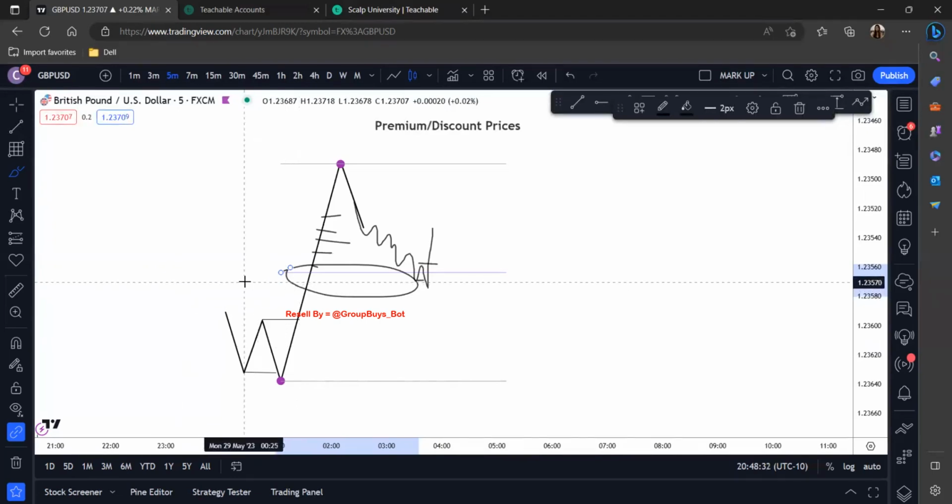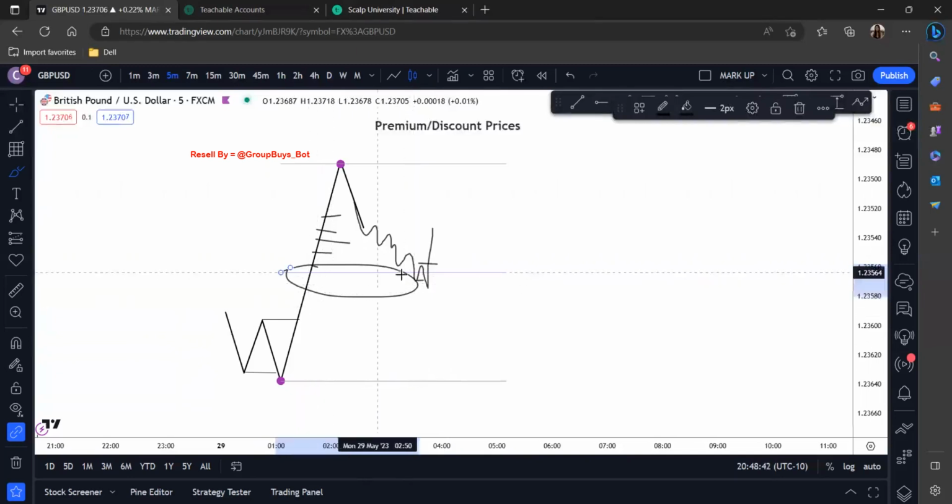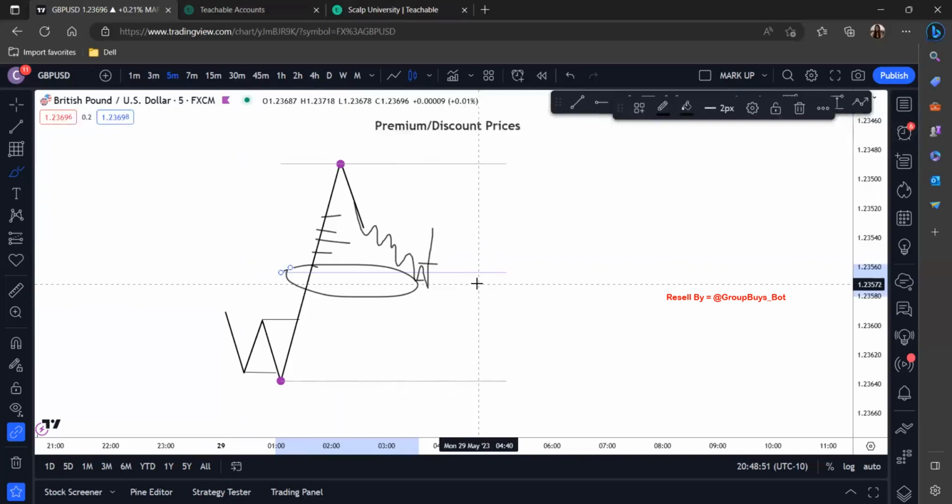Same with this, right? If price comes into the equilibrium and it does have some sort of reaction like this, it's probably because there was a higher time frame POI within this area. And this is all we need. If price decides to come to the equilibrium area, that's enough. That will be enough for a draw on liquidity. It just has to touch the equilibrium.